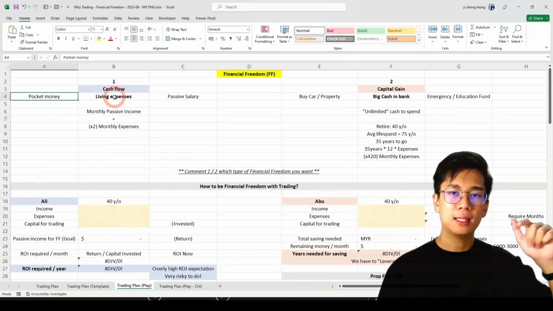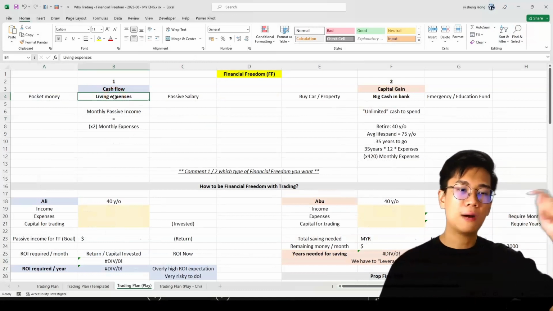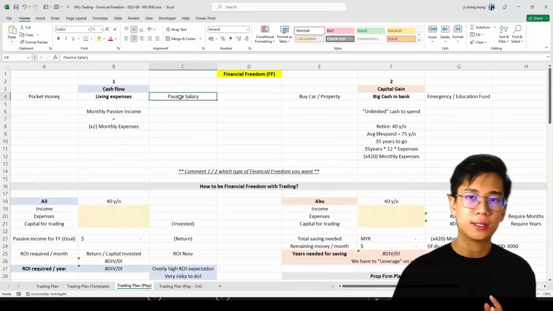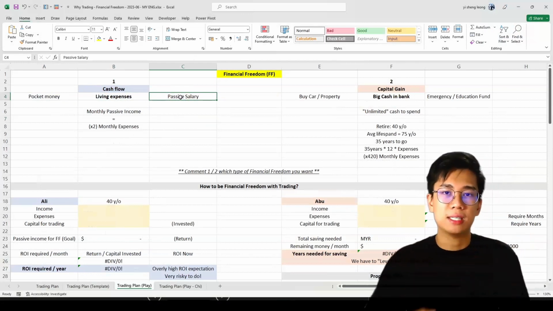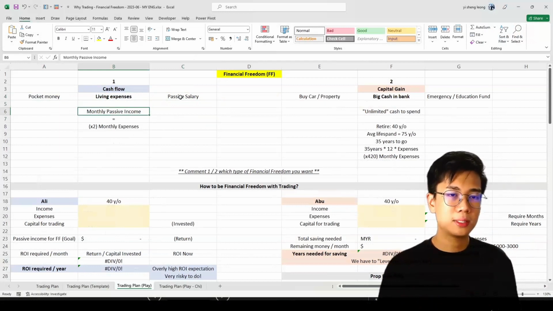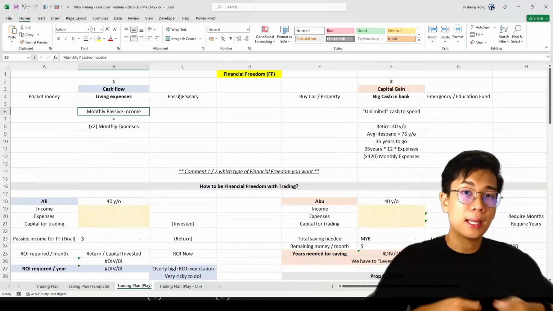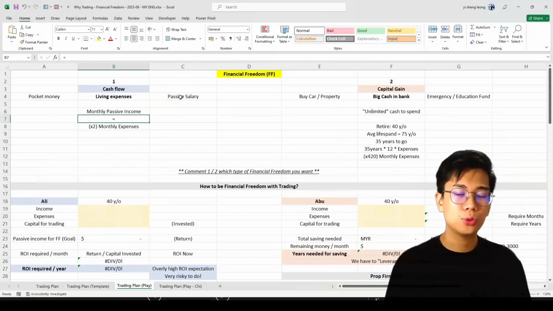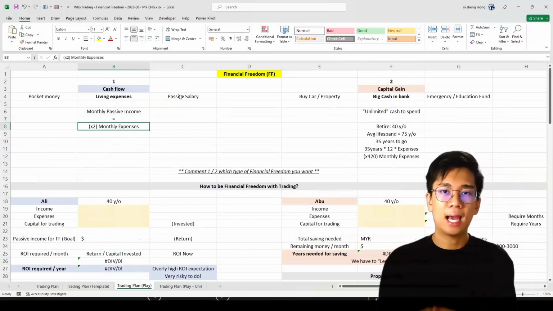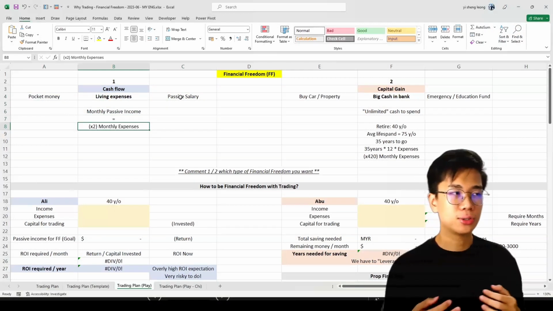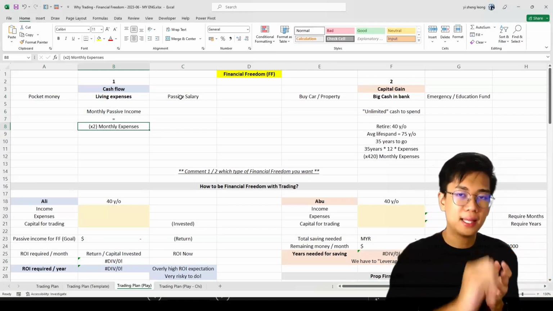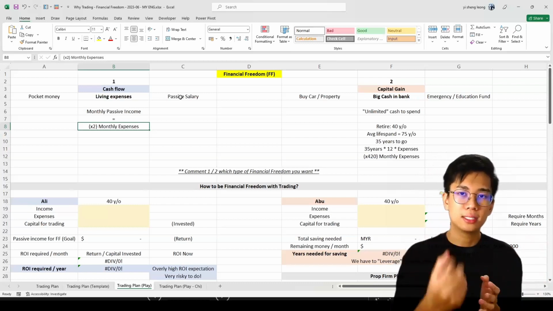Pocket money lah. You want to have money to cover your living expenses, money that covers for your passive salary, recurring income that supports your living expenses. In order to be financially free, you have to have passive income at least 2 times your current monthly expenses. That also means you have 2 times more money to spend and still have more money to save.